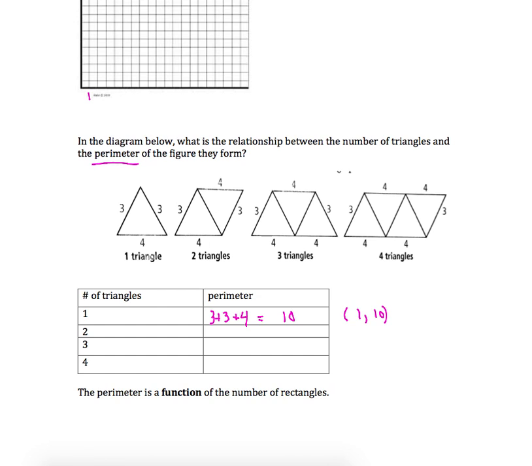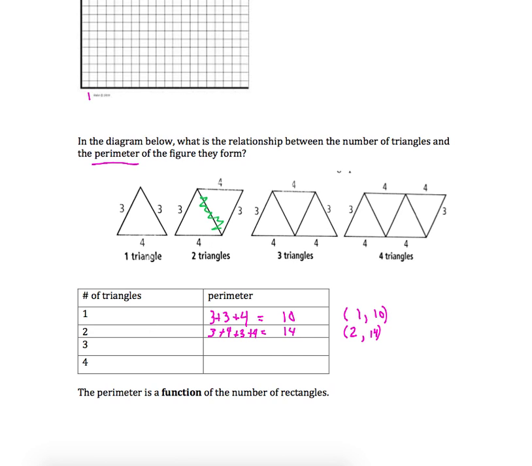Okay, now let's look at picture number 2, and remember perimeter is along the outside, so we're going to ignore this. So we have 3 plus 4, plus 3 plus 4, plus 3 plus 4. So that equals 3 plus 4 is 7, plus 3 is 10, plus 4 is 14. So that point for the picture for 2 triangles is a perimeter of 14.